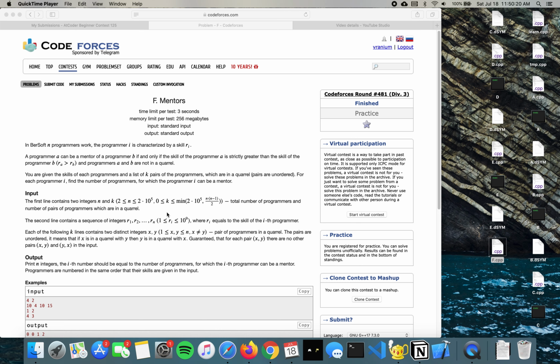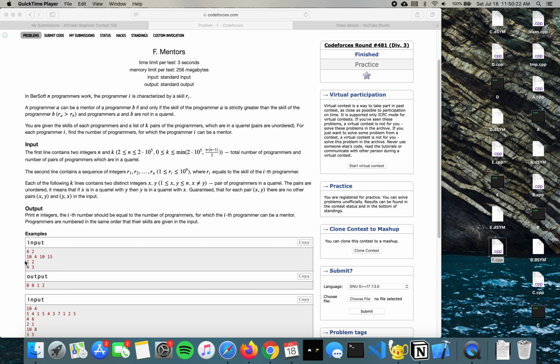So if we just go to the very first example, the first person could only possibly be a mentor to 4. However, number 1 and 2 cannot work together. Therefore, the maximum number would be 0 mentees. Since this is the smallest number, this will also be a mentor to 0 people.